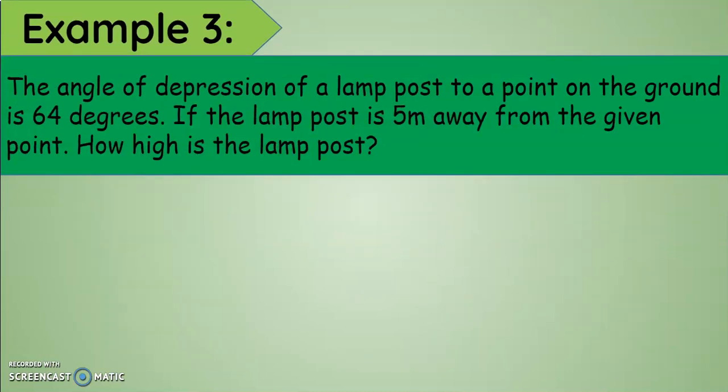The angle of depression of a lamppost to a point in the ground is 64 degrees. If the lamppost is 5 meters away from the given point, how high is the lamppost? Again, we will illustrate the given problem.